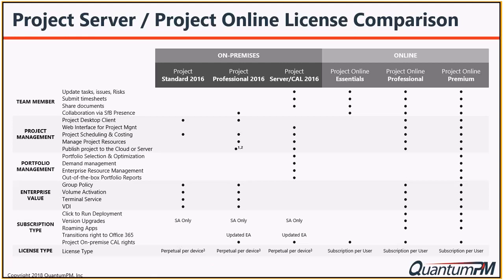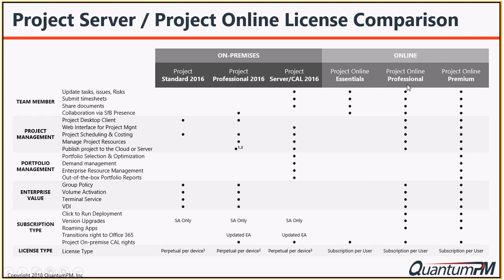And the way to think about it, if we're going to look at Project Online here, is that these are by subscription, by user, and they're part of an enterprise agreement. If you're in Project Online, for example, and you're talking Essentials, that's a team member, somebody who's actually doing the work. So they would update their issues and risks, submit timesheets, share documents, and collaborate using SharePoint presence.